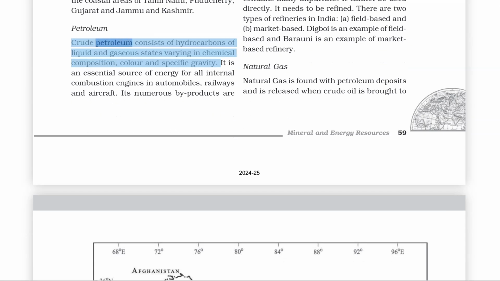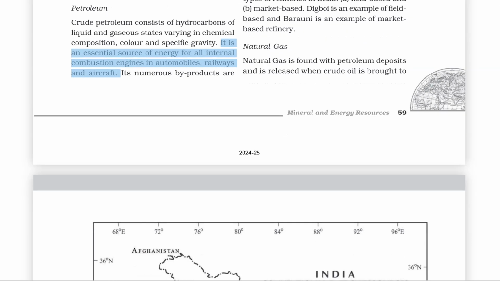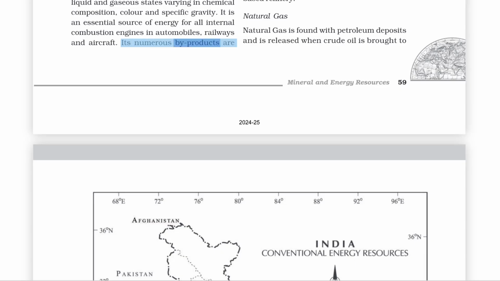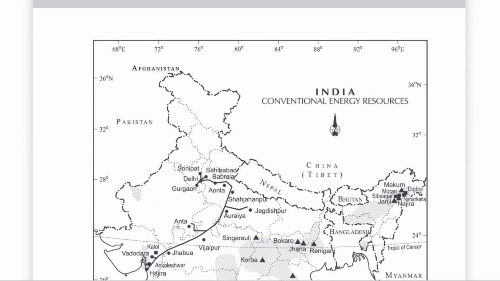Petroleum. Crude petroleum consists of hydrocarbons of liquid and gaseous states varying in chemical composition, color, and specific gravity. It is an essential source of energy for all internal combustion engines in automobiles, railways, and aircraft. Its numerous byproducts are used in many industries.